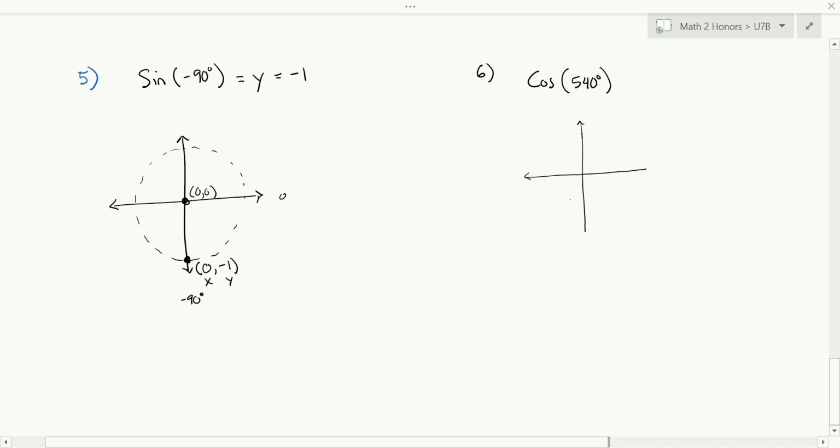Negative 1. Good. Because you first got to find out, well, where is 540, right? So this is 0, but it's also 360. And I keep moving around. Add 90, I get 450 here. Add another 90, I get 540. So I found 540. It's on the axis. It's not in a quadrant. So don't use a triangle. Use a circle.